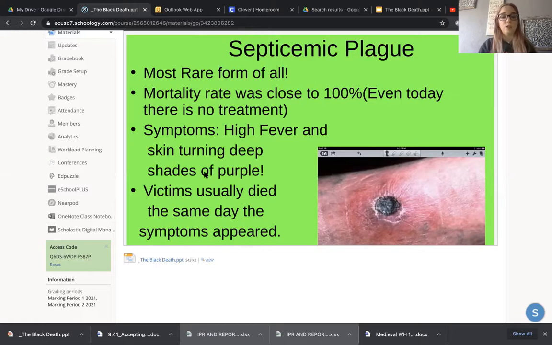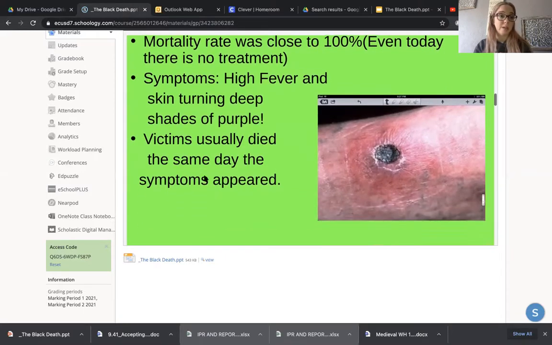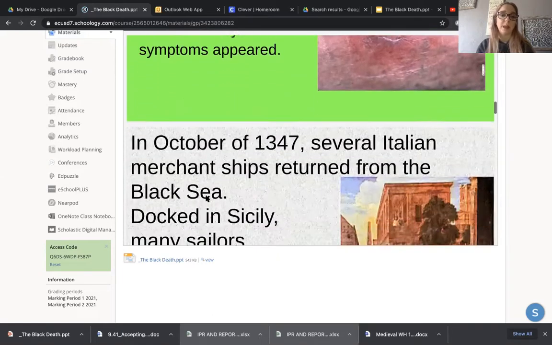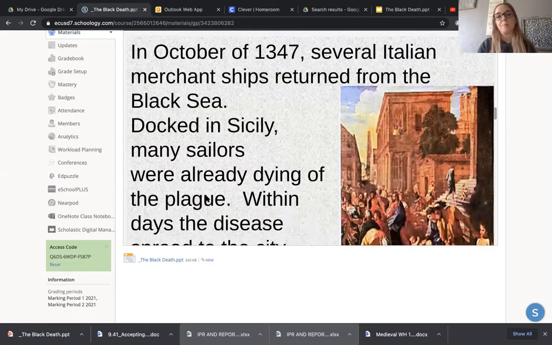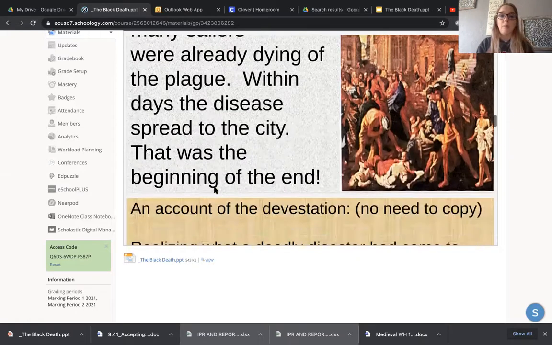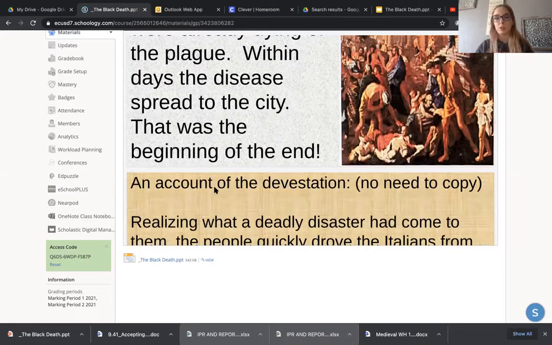And then usually victims would die the same day. So people were literally dropping like flies. And so this will cause legitimate fear for a lot of Asians and Europeans throughout this time frame. So by October 1347, Italian merchants were coming from the Black Sea, docking in Italy, and were spreading the disease, okay? Unknowingly, they were spreading a disease. So over time, more and more people will die.